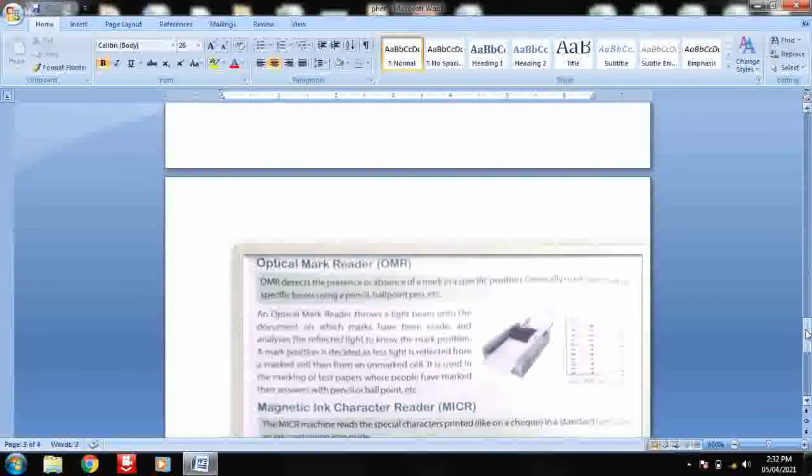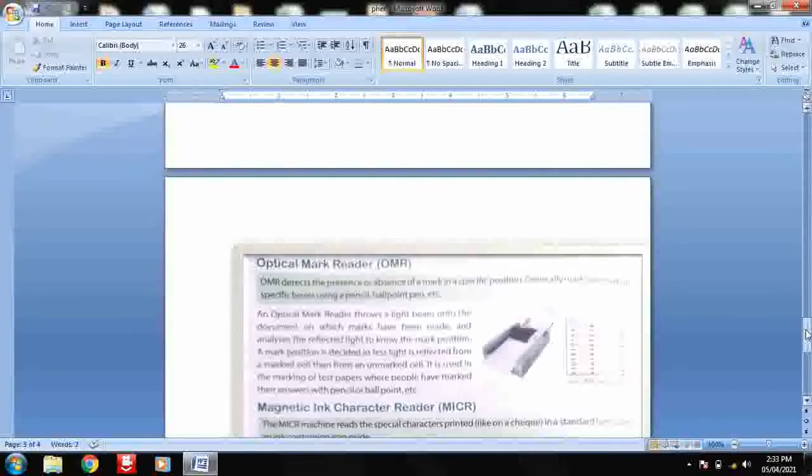That sheet, if you remember, you have to fill the options using the ball pen. A, B, C, D options are there. These are multiple choice questions. You have to fill any of the areas, and this sheet will be read by an optical mark reader. Here the person will not check manually.